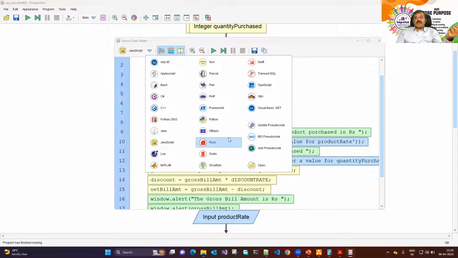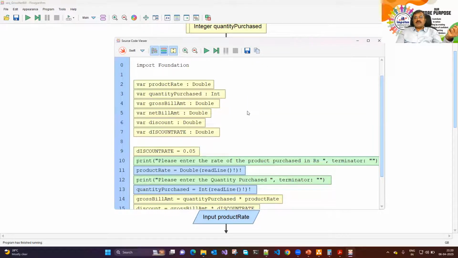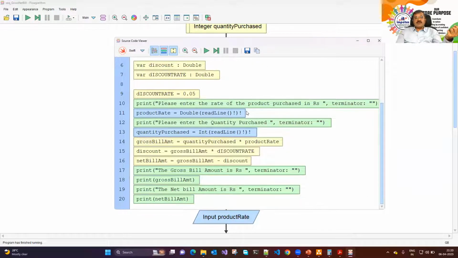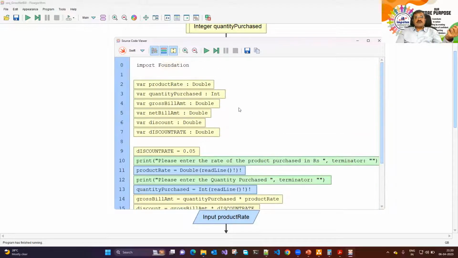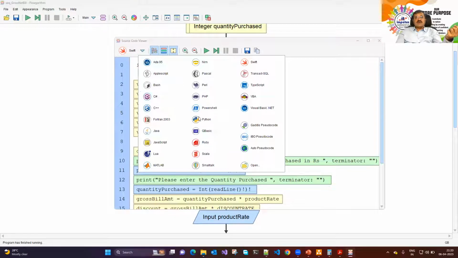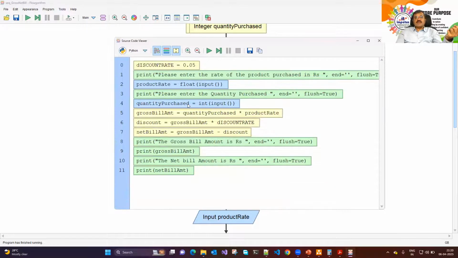There may be languages that you must not have seen. Maybe Scala, Lua, MATLAB, Smalltalk, Open, Swift. Swift for some time was very popular with the Mac people. There is Swift code, import Foundation. And today what is very popular is Python. Python code.